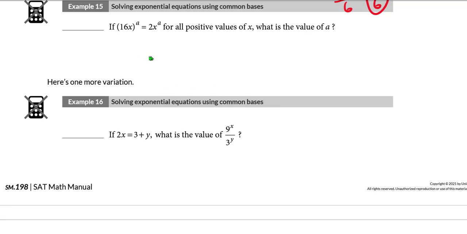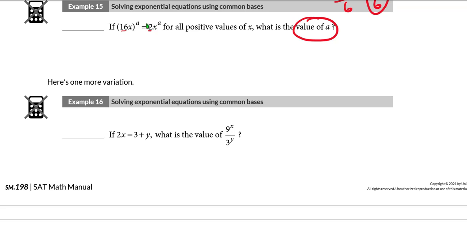In example 15, again, you might want to try both of these on your own and then come back and watch me work through them. 16x to the a equals 2x to the a. For all positive values of x, what is the value of a? That's what they want, the value of a. Clearly, we're going to be using a common base of 2 here. 16 can be written as a base of 2.